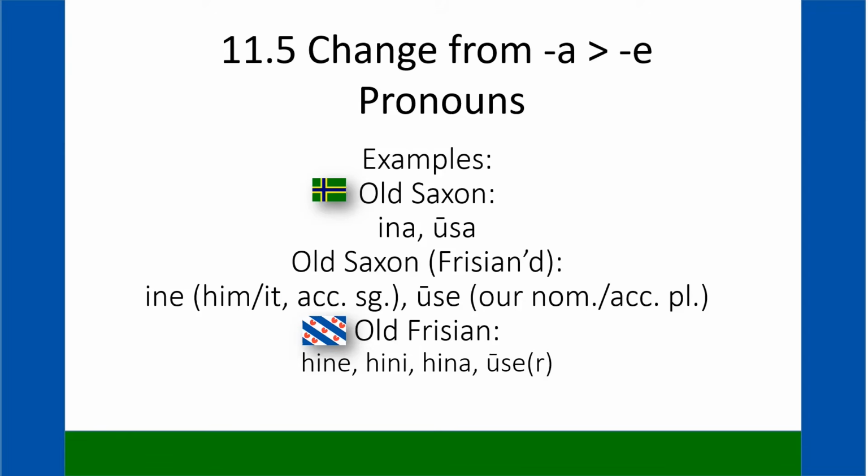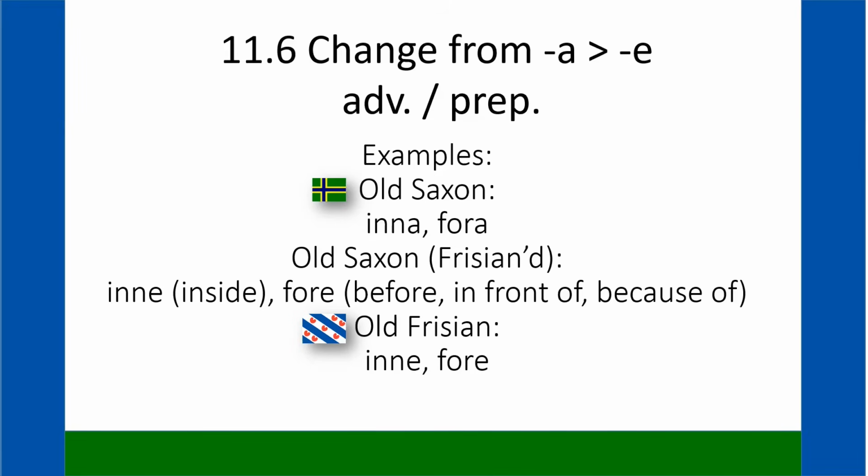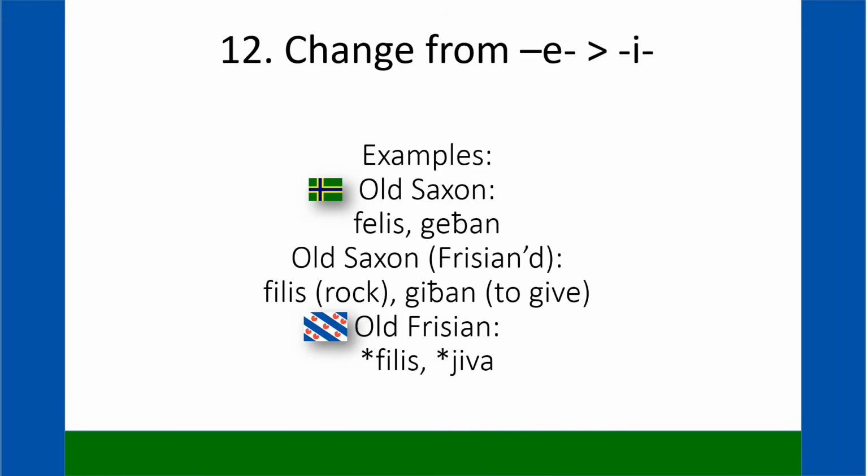And then we have the Old Frisian. We got hine, hini, hina, and uze and uzer. Old Frisian has both forms. This sound change also happened in some adverbs and some prepositions. So we have here in Old Saxon, inna and fora. In Frisianized Old Saxon, we have inne, fore, and in Old Frisian, inne and fore. Moving on. Now moving into the 12th change due to Frisian influence, from medial E to medial I.